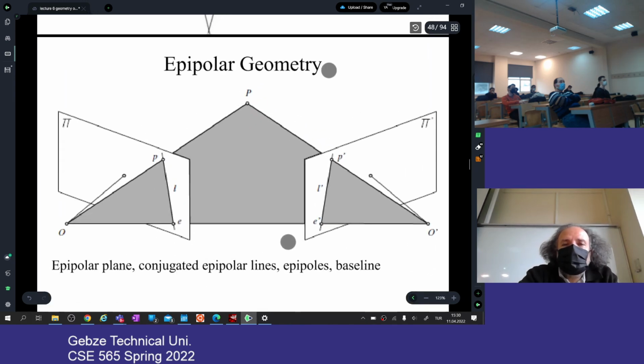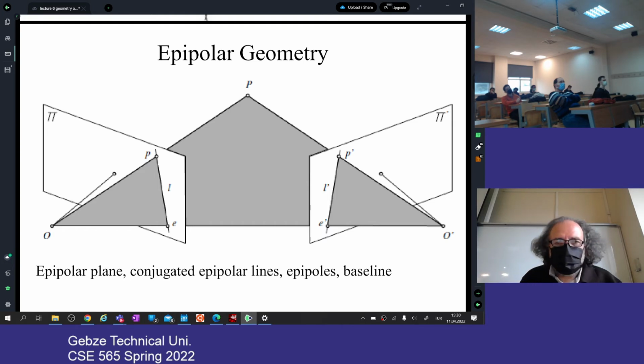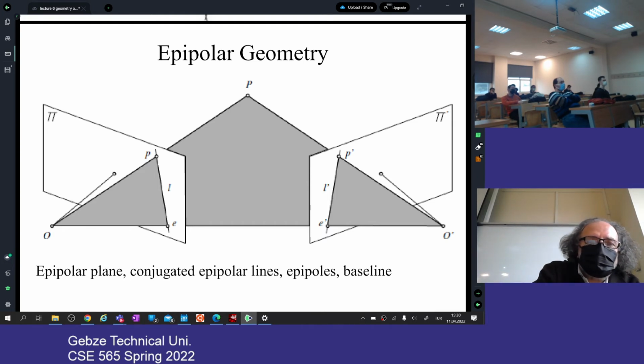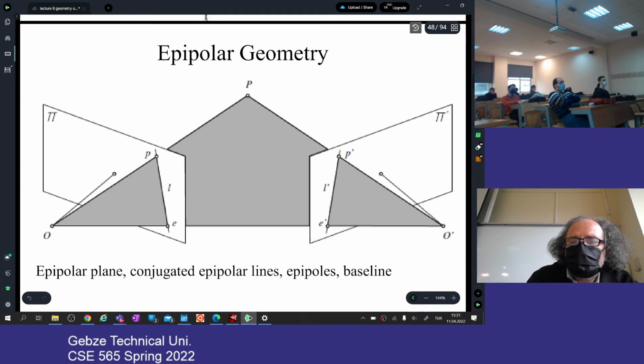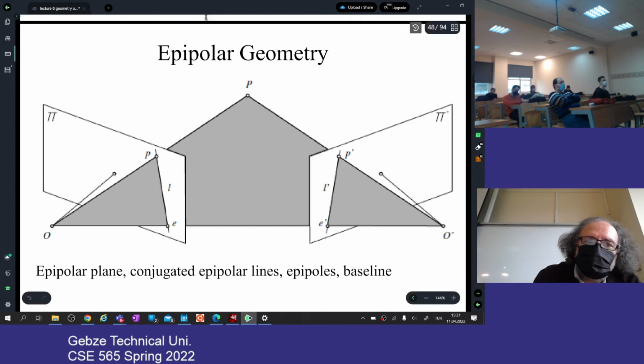Okay, let's go back to this epipolar geometry, and we are going to make some definitions. Don't get scared, you already know that. My left image pi and my right image pi prime. This is my central projection of my left camera and central projection of my right camera. There is a real world point P.